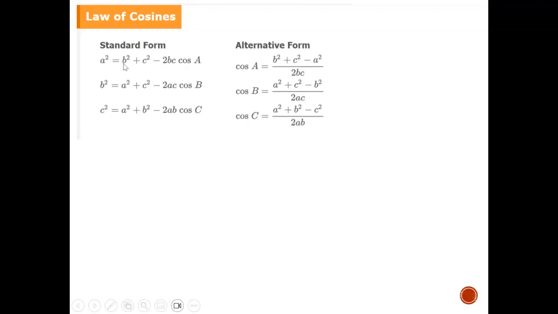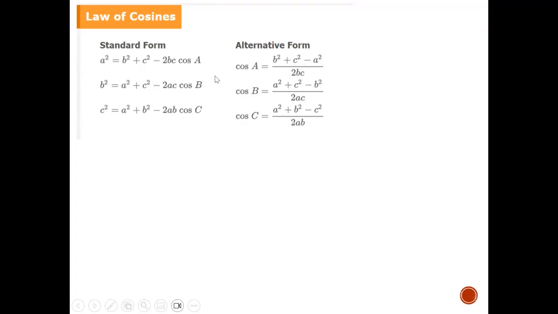Now this is the formula if you're looking for the side. But if you're looking for the angle, this is what you use, because if you solve this formula for the angle, this is what you will get. Cosine of angle A equals B squared plus C squared minus A squared over 2BC. And if you're looking for angle B, it's going to be cosine of B equals A squared plus C squared minus B squared over 2AC. And finally, the cosine of C equals A squared plus B squared minus C squared over 2AB.